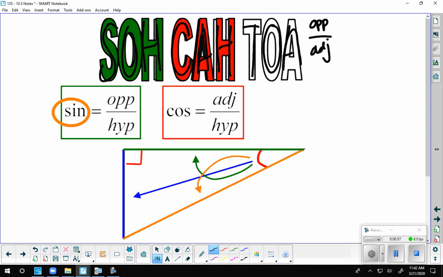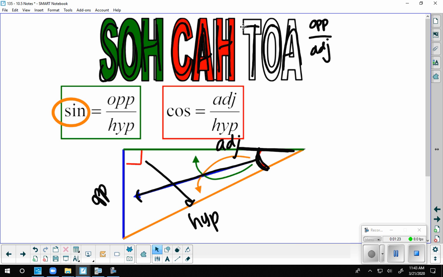Now obviously you have to be able to find the opposite, adjacent, and hypotenuse sides. That is based on what angle you're given. So if you're looking at this angle right here, the opposite side is across from it. The hypotenuse is across from the 90-degree angle, and the adjacent side is the remaining one that's right next to this angle, and it makes up the angle.